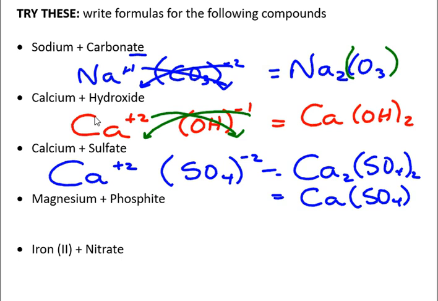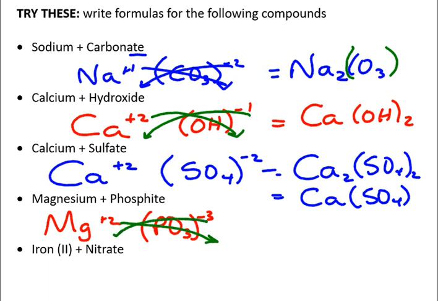Magnesium and phosphite. Magnesium, Mg +2. Phosphite is a PO3 group with a -3 charge. Crisscross. The 2 goes after the phosphite, the 3 goes after the magnesium. Mg3(PO3)2. It's important that you watch name endings like ate and ite because they change the formula. So pay attention that you're copying down the correct polyatomic ion.